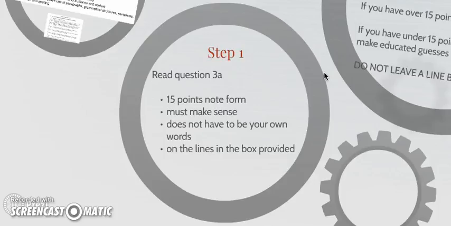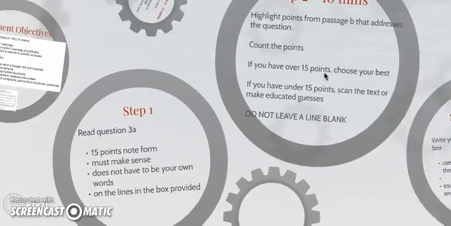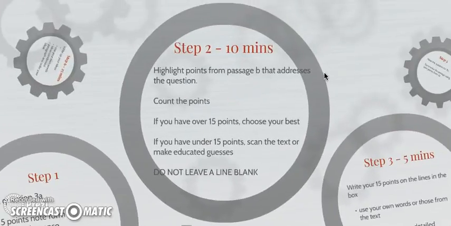You write them in note form on the lines in the box provided. Those notes must make sense, and they don't have to be your own words, so you can use a phrase from the passage. Okay. So if you're using it as a walking talking mock, this will be the first point after I've given this instruction, that you will pause the video and you will time yourself for 10 minutes while you do these instructions. So you need to read passage B and highlight the points that address the question.